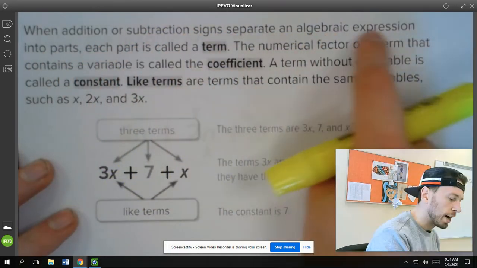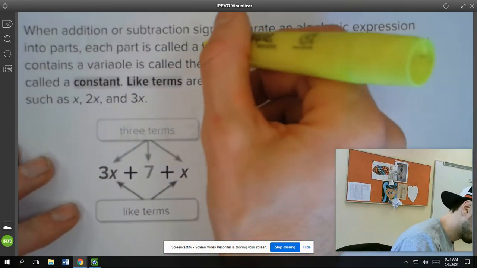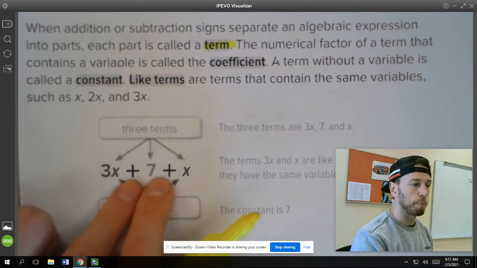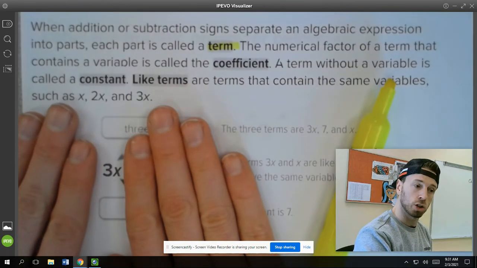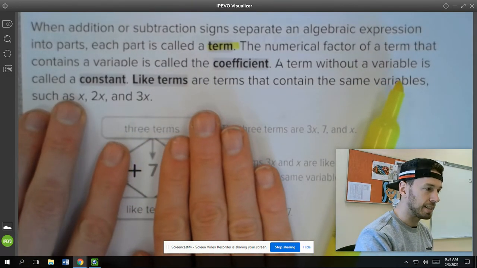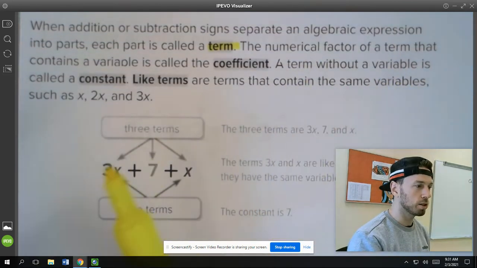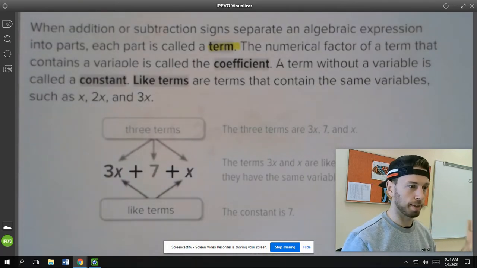When addition or subtraction signs separate an algebraic expression into parts, we call those a term. For example, terms are anything separated by addition or subtraction. So in this problem here, 3x is a term, 7 is a term, and this x is a term, right? So this expression here has 3 terms. That's what a term is.